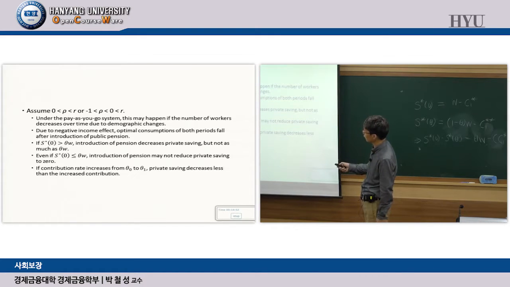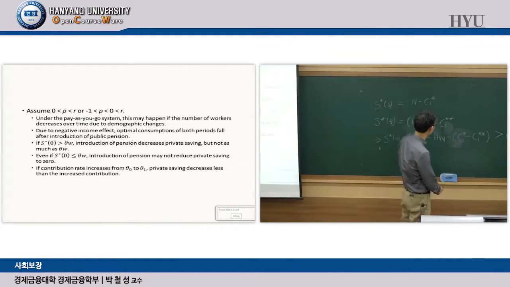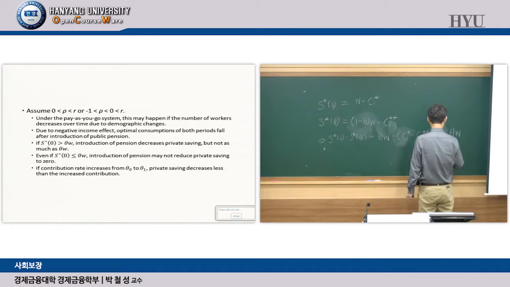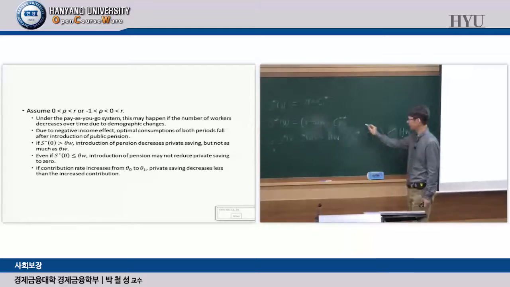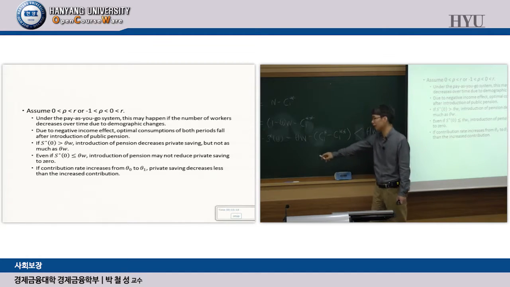Yeah. So if S star 0 is greater than theta W, introduction of pension decreases private savings, but not as much as theta W. Smaller, sorry. This is a positive number, so it's smaller. Not greater, smaller than theta W. So the change in savings is smaller than theta W.